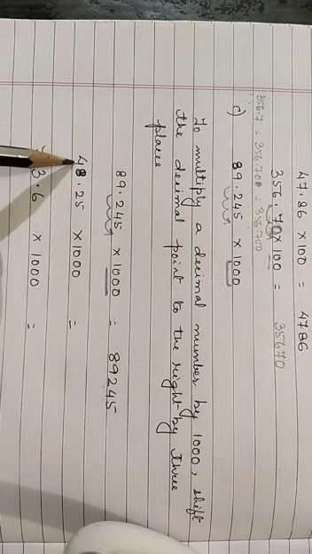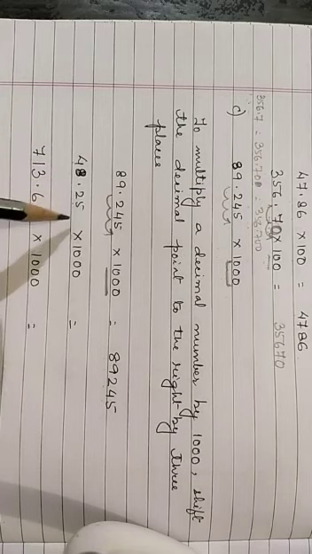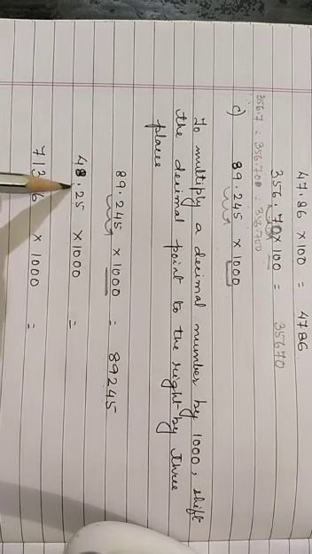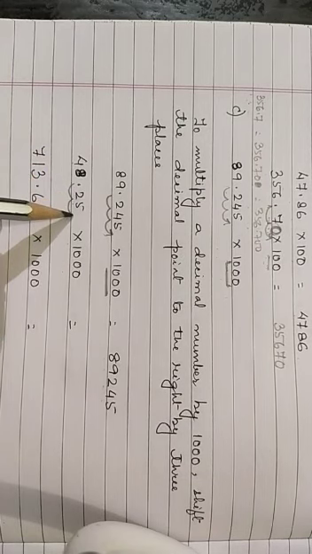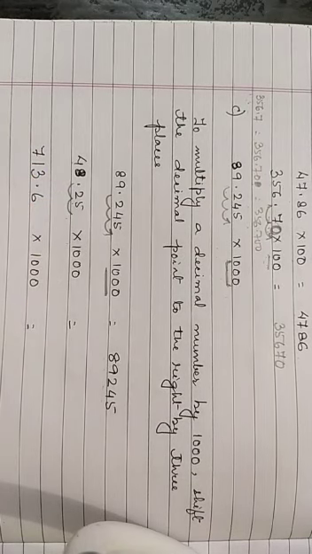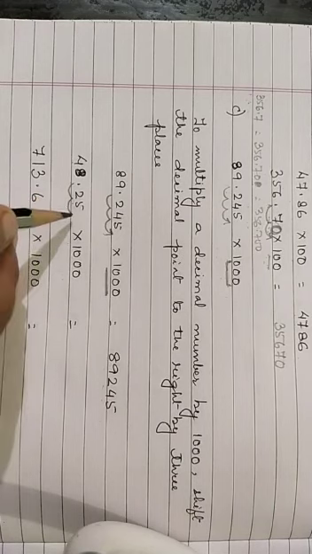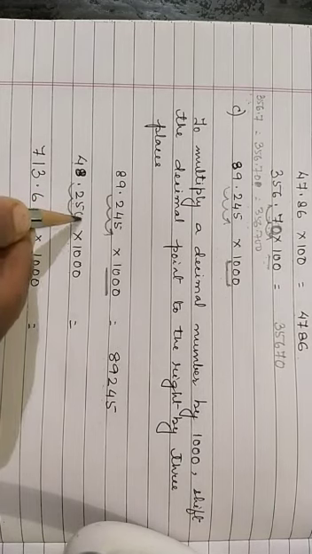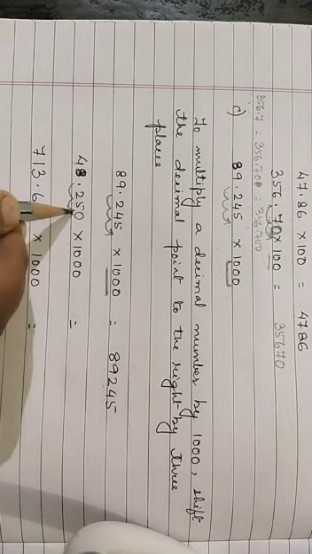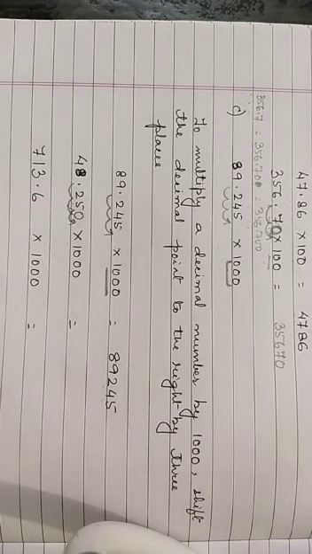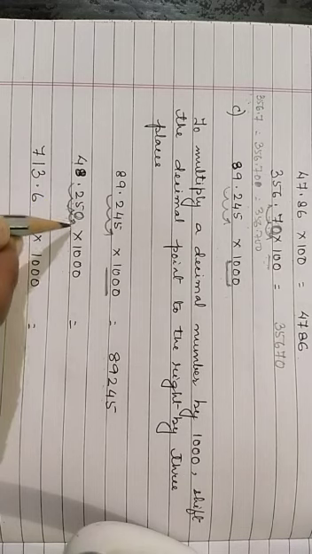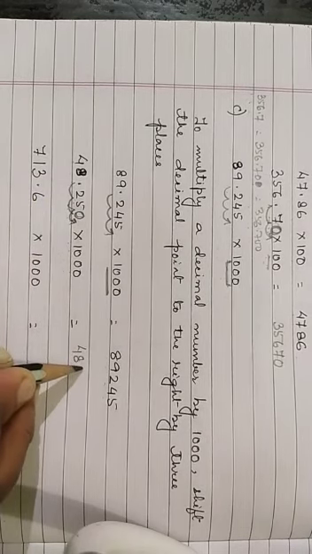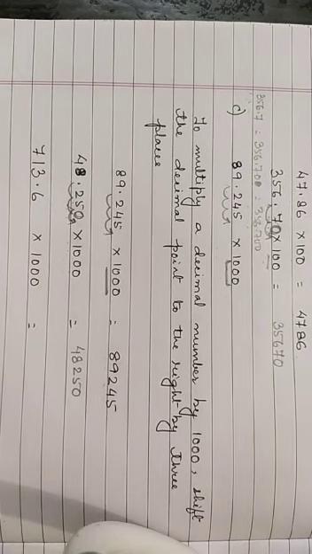Okay. Then 48.25 into 1000. I have two decimal places, 1, 2. Then what do I do next is, to make it 3 decimal places, I put a 0. Isn't it? So this decimal point now comes over here. When I put a 0, the decimal point will come over here. Then this will become 48250. Clear?